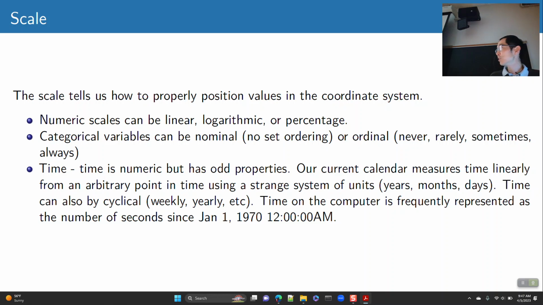Time is a numeric variable, but it's weird, okay? Our calendar system measures time linearly from an arbitrary point, of kind of religious significance, but we say, all right, this is how much time has passed, and we break it up into years, and we break that up into these arbitrary units of time called months, which doesn't really make sense, but we've accepted it, right? And we've accepted February has 28 cycles of the day, and July has 31, and why? I don't know, but that's just kind of how it goes.